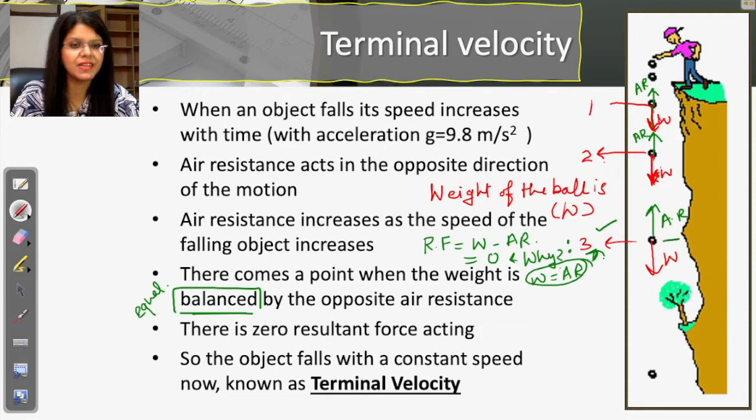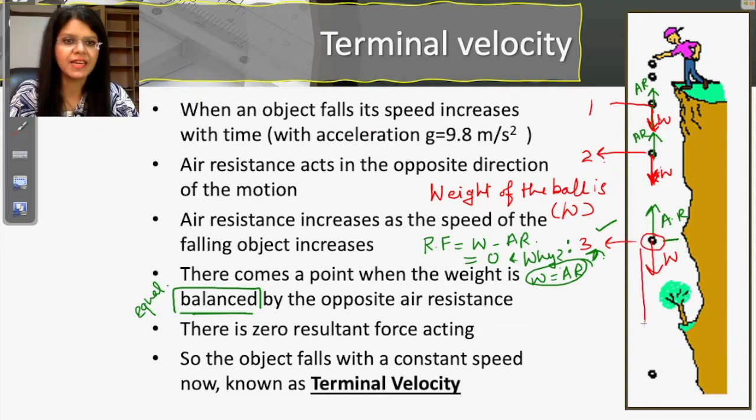after this particular location, as the ball moves down and down and down, its velocity will not increase. It will keep moving with the same velocity as it had at location 3. So the velocity it had at location 3, its velocity will not increase henceforth. And this velocity which is reached at point 3 is known as the terminal velocity.